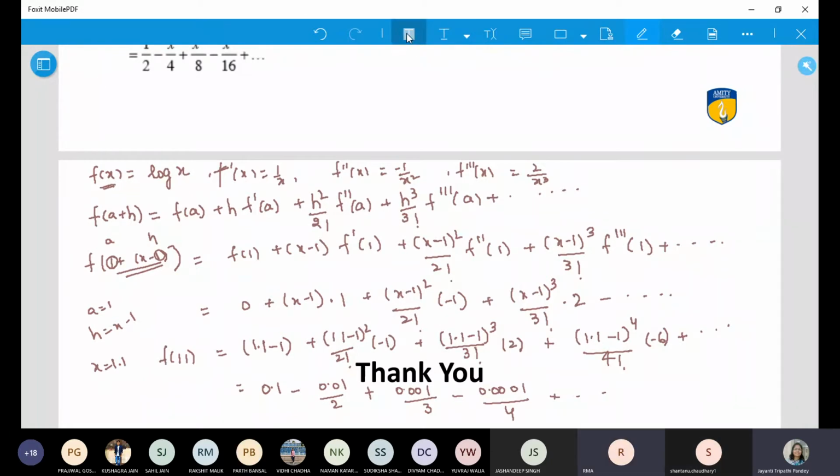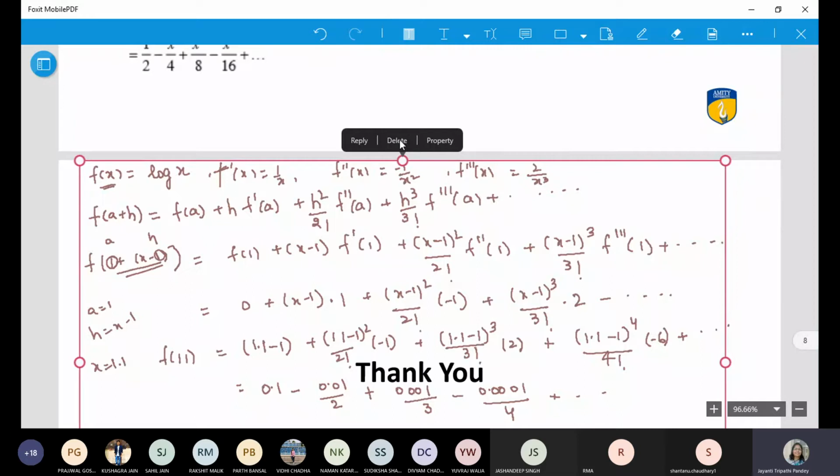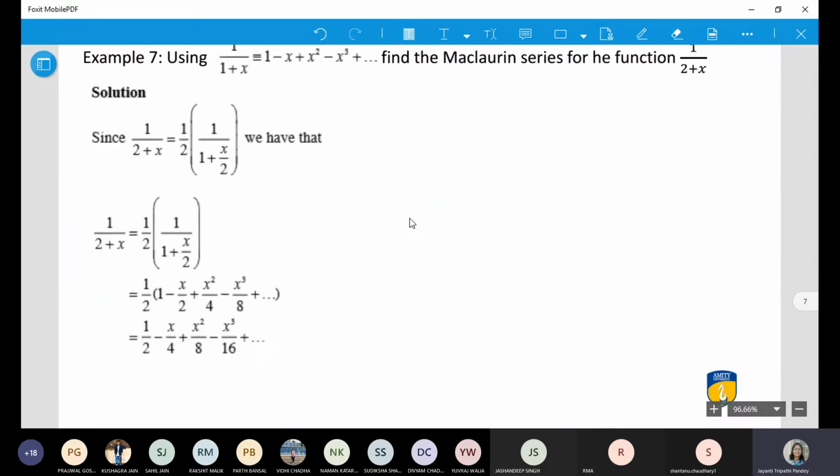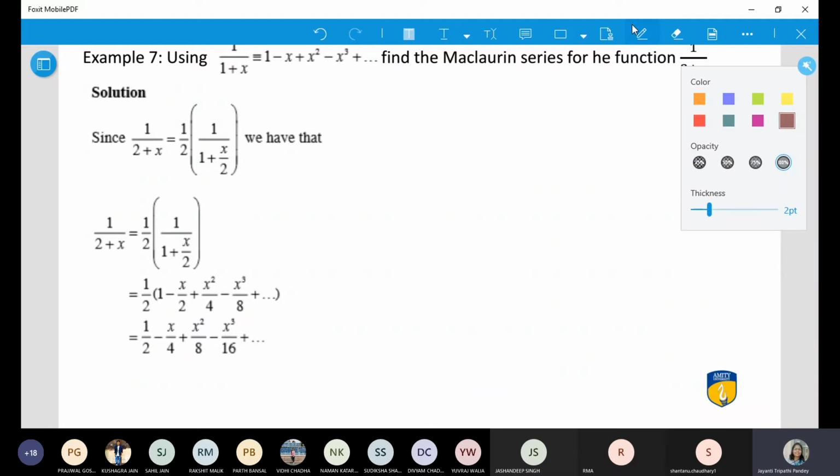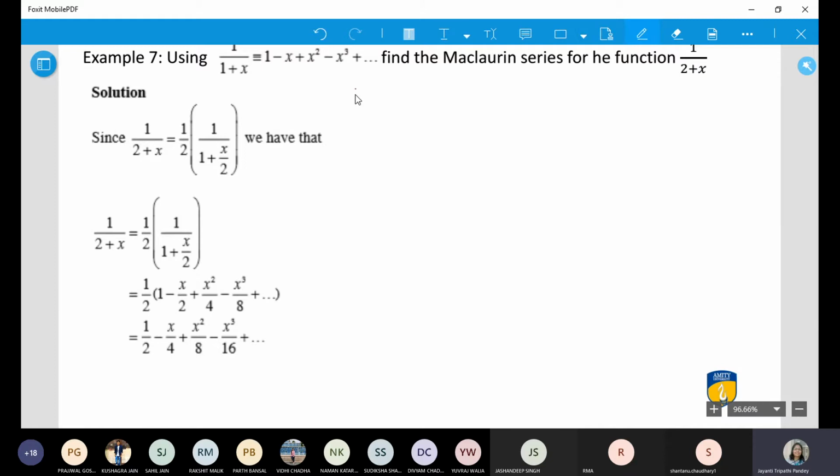Yes, ma'am. Now write one more question. There is a question. Use Taylor's theorem to express the polynomial 2x cube plus 7x square plus x plus 6 in powers of x minus 2.